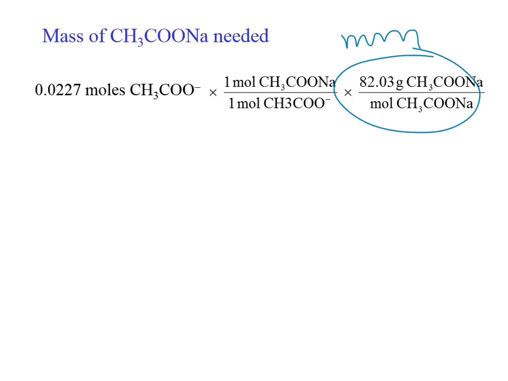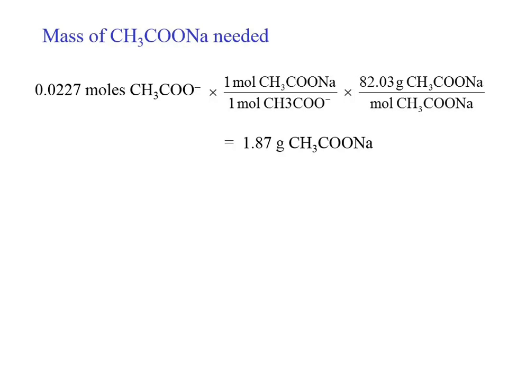So that should do it for us. Looks like we need to round according to 3 significant figures. So the mass of sodium acetate you need to weigh up in order to get the moles of acetate ion that you need according to your HH equation is 1.87 grams of sodium acetate.